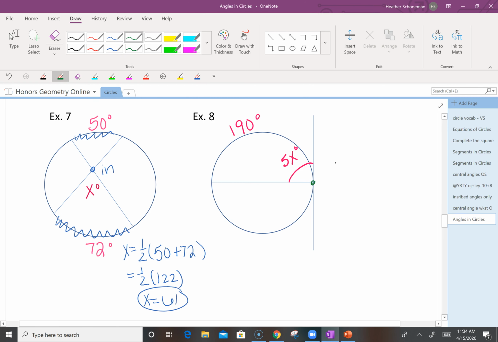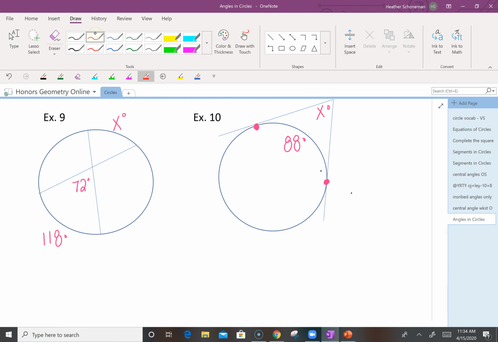Okay, number 8, the vertex is on the circle. It is not an inscribed angle because it's not formed by two chords, but that doesn't matter when we're setting up the equation. All that matters is where the vertex is. So this one is on the circle, so the angle, the part that's closest to the vertex, which is 5x, is going to equal 1/2 of the intercepted arc. Here's the intercepted arc, so it's going to equal 1/2 of 190. I cleared the fractions before when there was a variable, but when it's just a number, you can take half of that. So I get 5x equals 95. Divide by 5. x is 19.